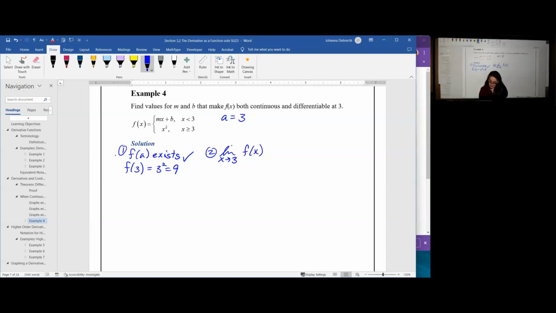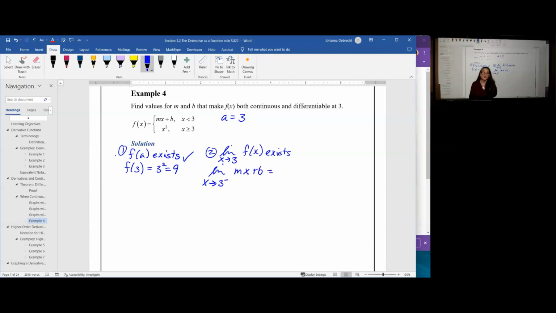Now, the limit of the function can be written with the function from each side of that connecting point. In other words, I need to show the limit from the right and the limit from the left both exist and point to the same value. On the left side of 3, I'm using the rule mx plus b. So as x approaches 3 from numbers that are smaller than 3, I use the rule mx plus b.